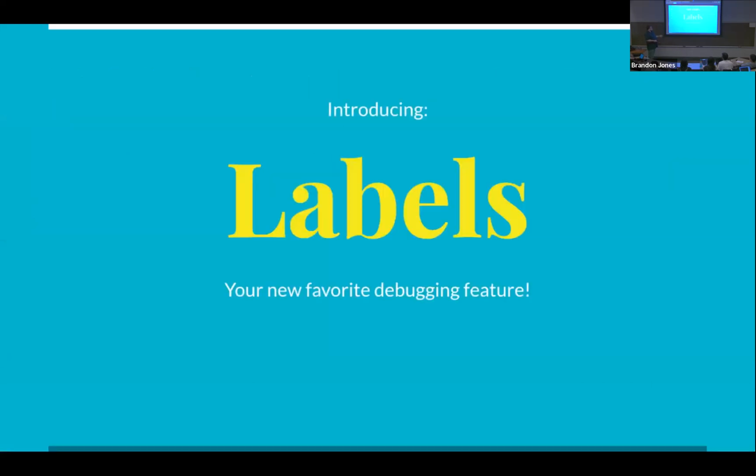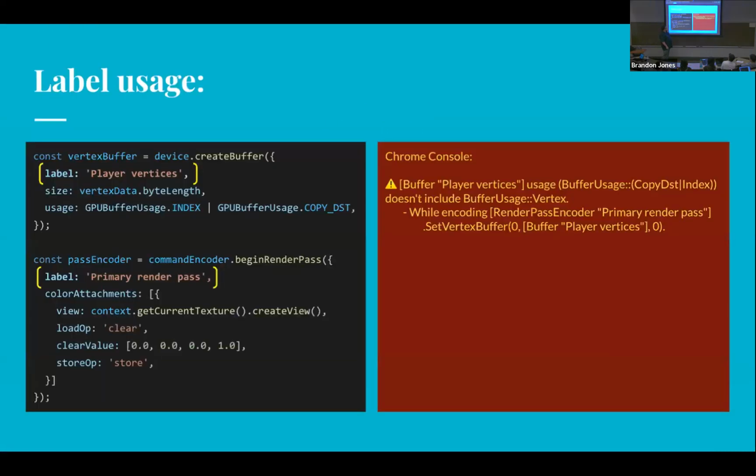Well, let me introduce labels. They are your favorite debugging tool. Every single object in WebGPU has the ability to be given a label. The label is whatever you want. I don't care. It is just a string, and it's something that's meaningful to you.